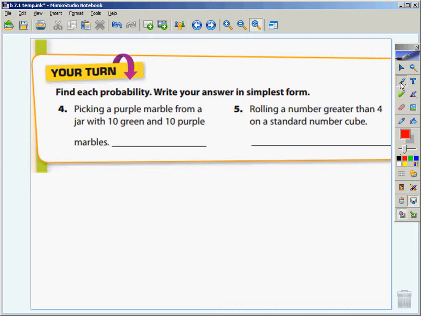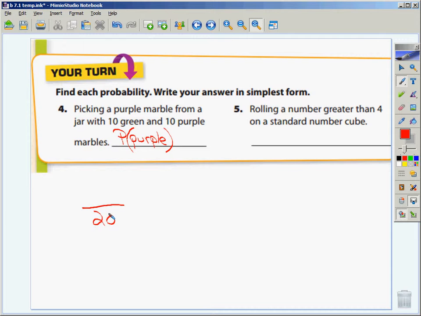It says find each probability, write your answer in simplest form. So they want us to leave it as a fraction, but they want us to simplify that fraction. Picking a purple marble. When you're writing the probability of getting a purple marble, it would look like this. P of purple. When I go to calculate this, you do the total possible outcomes in the denominator. How many possible outcomes are there in this situation? 20.